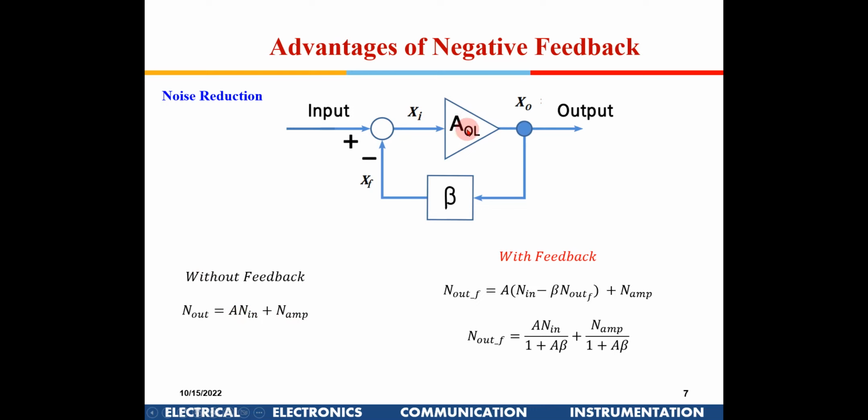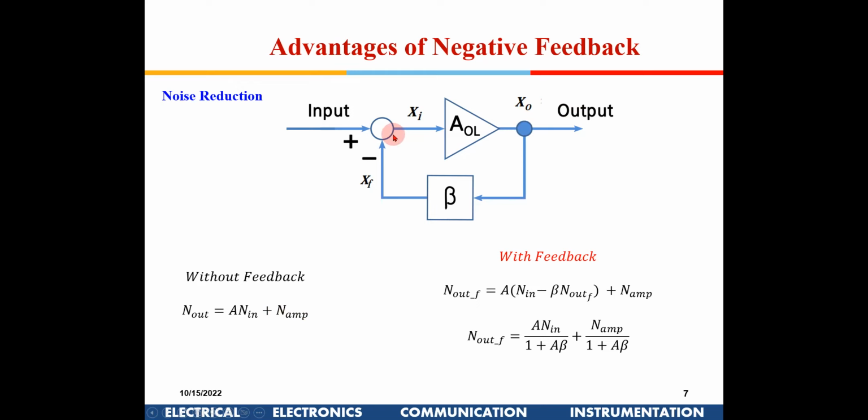And also this amplifier itself will create some noise, because there are resistances, transistors and all. Each one of them will create some noise. So I have given that as noise amplifier. The output noise will be the input noise which is getting amplified as well as the noise which is created by the amplifier. This is known as output referred noise, the output noise available out here.